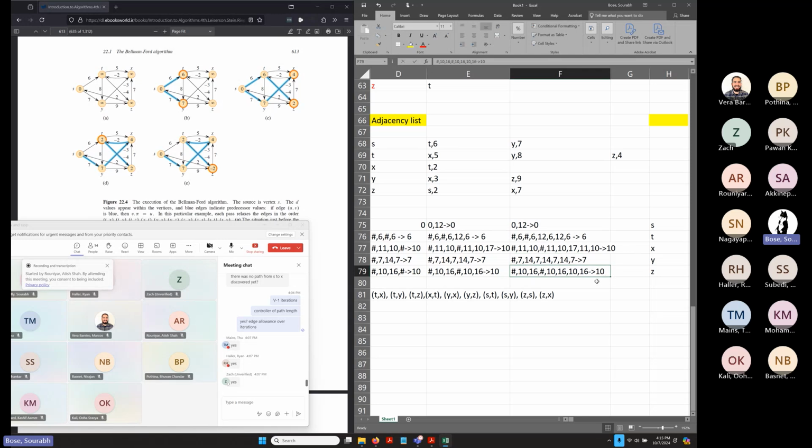Now we have ZS. So S2Z is currently 10. ZS is currently 2. So it is again offering 12. Keep on offering. That remains 10. Now we have ZX. S2Z is currently 10 and ZX is currently 7. So we are offering 17. It remains 10. Agreed? Any questions about this? We are done.